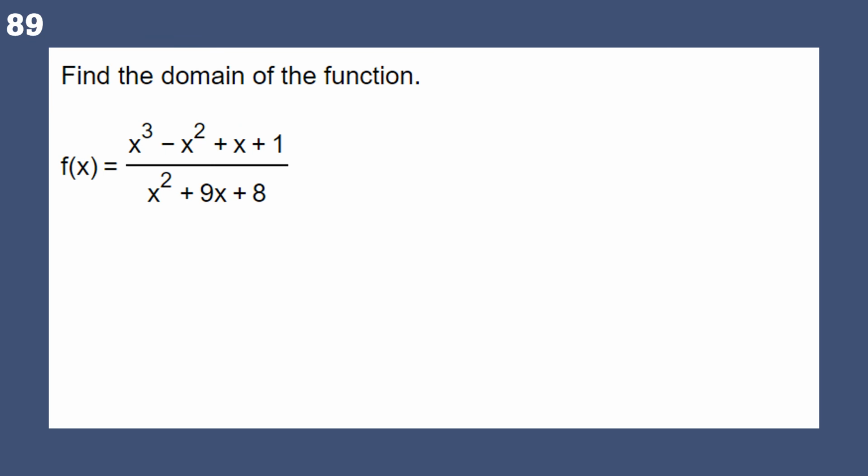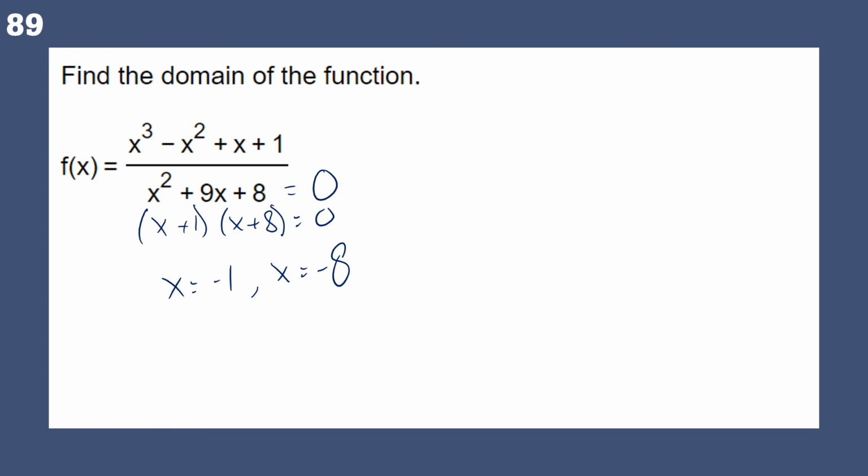Let's talk about domain. Finding the domain of a rational function comes down to figuring out what would break it. What would break this is if the denominator were zero. So I want to find out what numbers would make this zero. One effective way to do that would be to factor it, because when we set a quadratic equal to zero, we factor it. This one is x plus 1 and x plus 8. So when does it equal zero? It equals zero when x equals negative 1 and x equals negative 8.